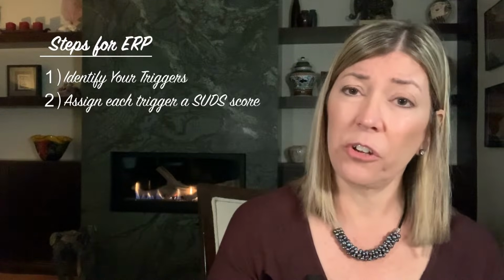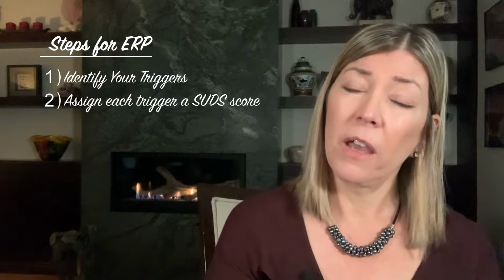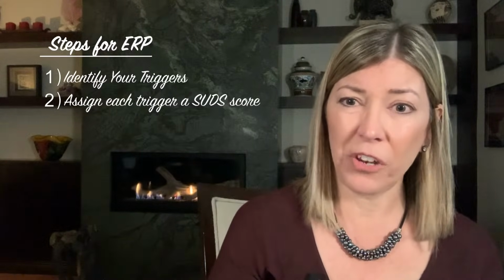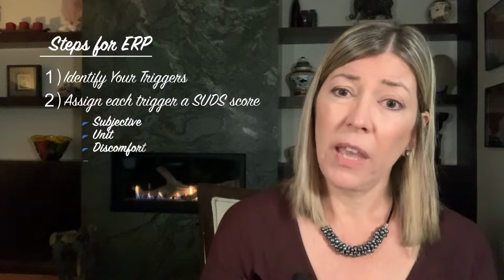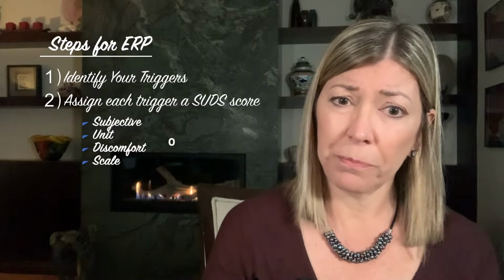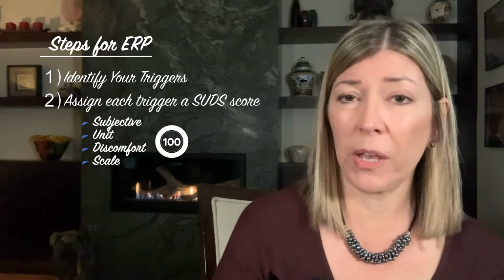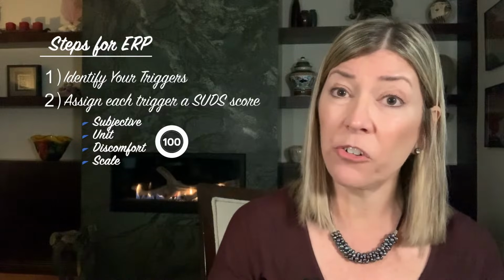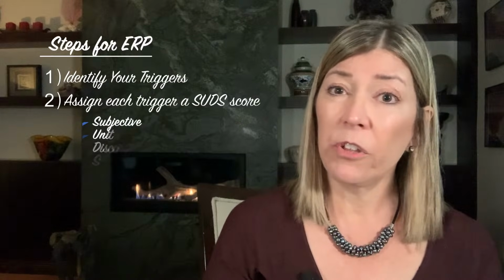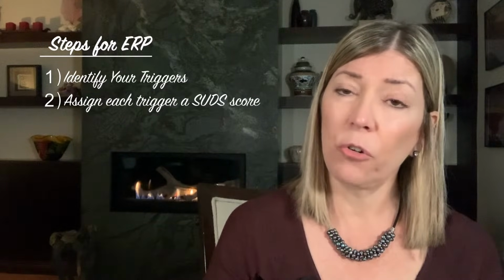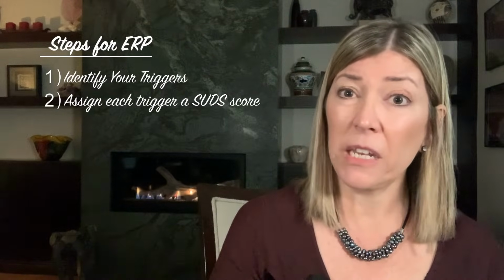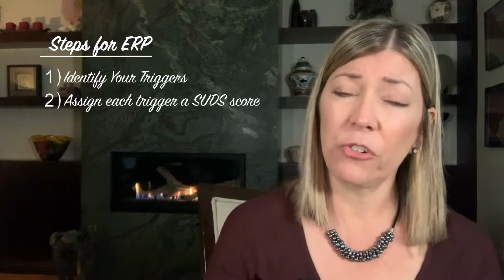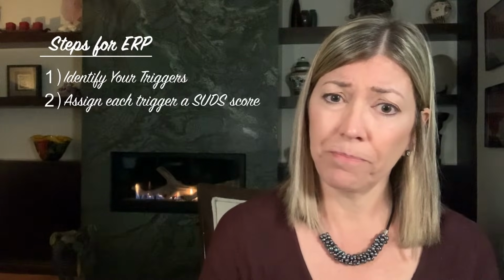Number two, I want you to assign each trigger a SUDS score. A SUDS score stands for Subjective Unit of Discomfort Scale, and it's from 0 to 100. So, for example, for a person that has contamination OCD, one of their triggers may be touching a doorknob, and they may assign the SUDS score of 80, which is pretty high out of 100, to touching a doorknob.